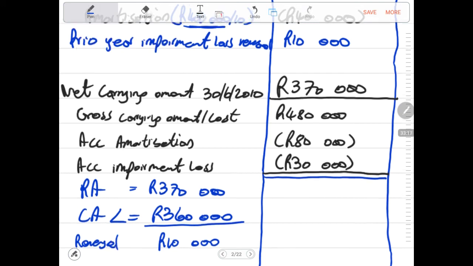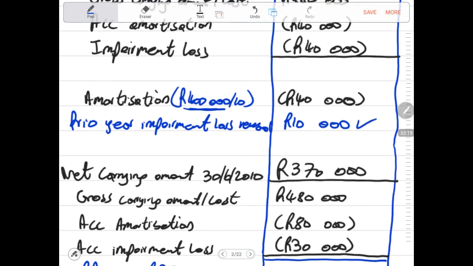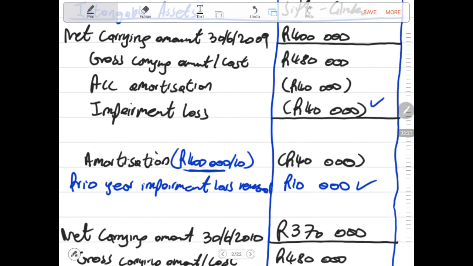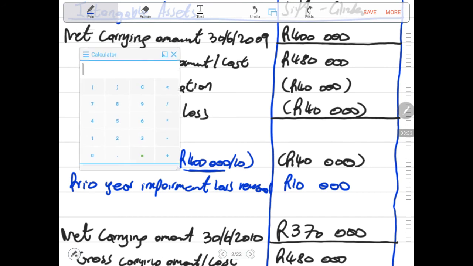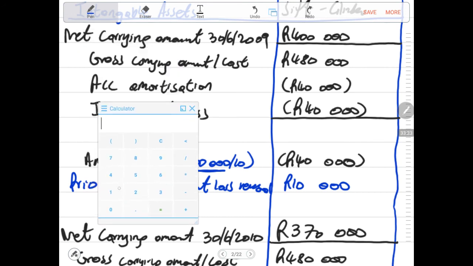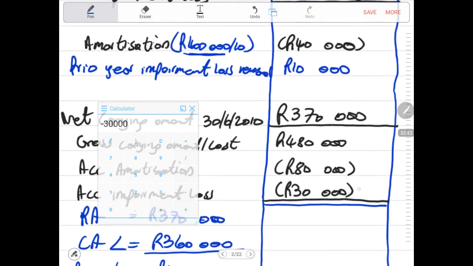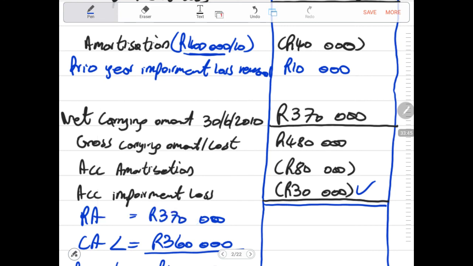Meaning now the impairment loss must be reversed by 10,000. Remember, impairment loss is reducing the value of the assets. Therefore, when we do the reversal, that impairment loss reversal must be captured as positive, so that we can say the impairment loss of the previous year was minus 40,000 rands, plus impairment loss reversal of 10,000 rands. Then this becomes minus 30,000 rands at the end of the accounting period.